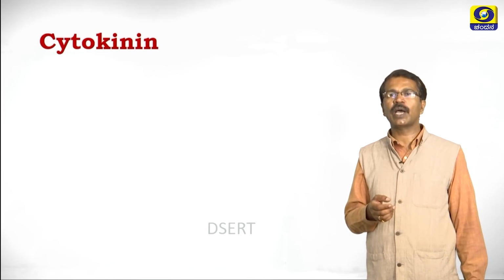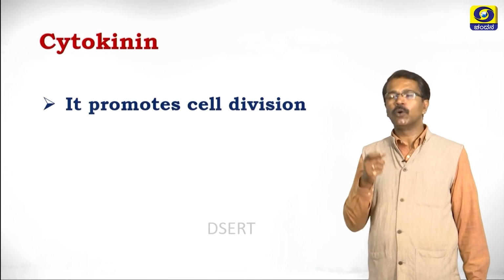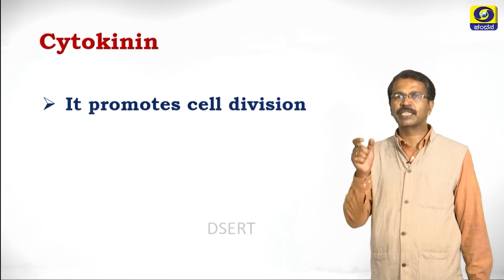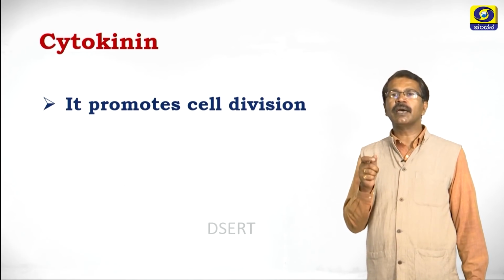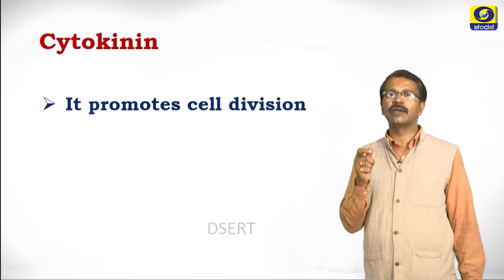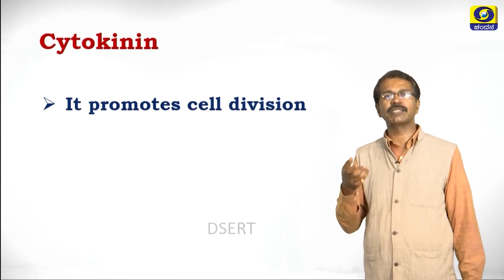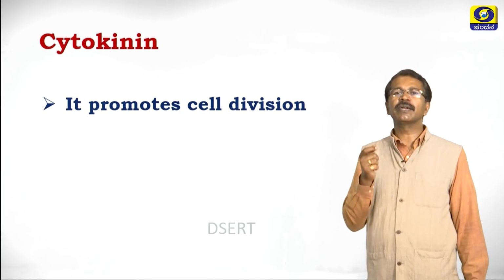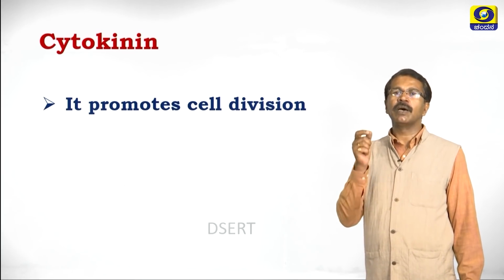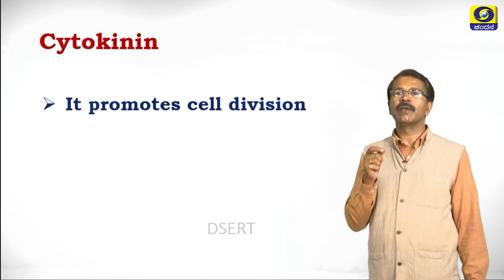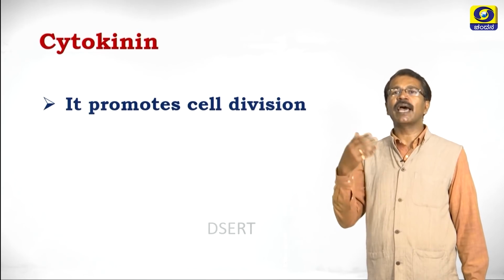Next is cytokinin. Cytokinin also promotes cell division. Once a cell attains its maximum size, it has to undergo cell division. Somatic cells undergo mitotic division, or reproductive cells undergo meiotic division. Here, this somatic cell division occurs because of the presence of cytokinin. That means it fastens the cell division. Cell number has to increase.